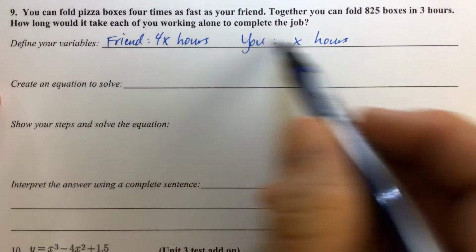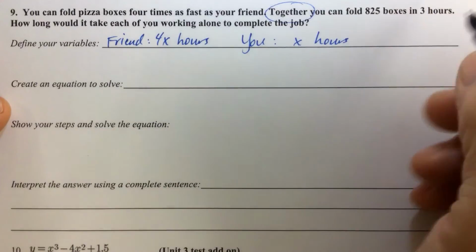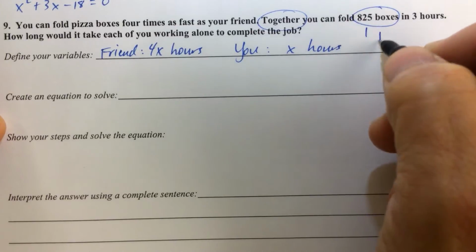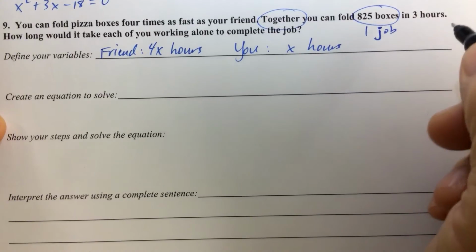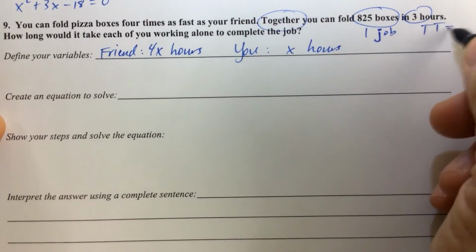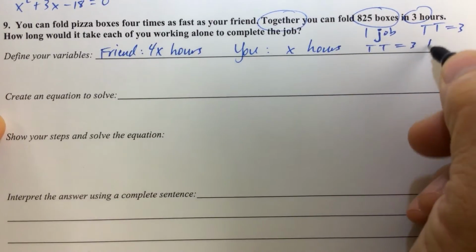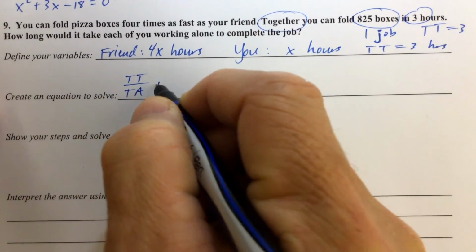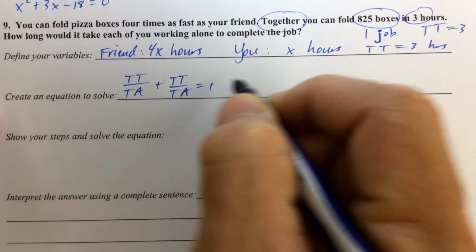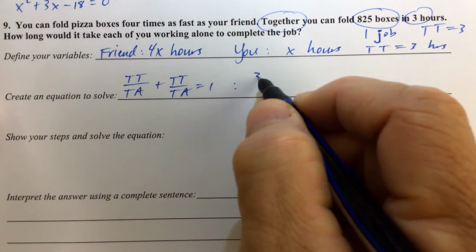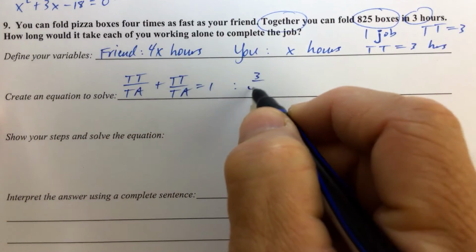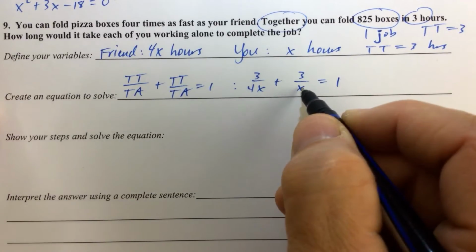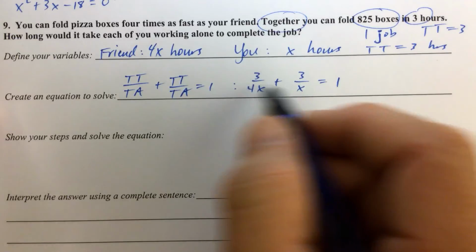So anyway, once we determine that, together you guys can fold 825 boxes. We'll consider that as one job. So you guys can complete one job in 3 hours. So the time together equals 3 hours. Well, remember the equation that we solve is the time together over the time alone plus the time together over the time alone. That's one job. So then it's time together, 3 hours, over your friend, let's say 4x, plus the time together, 3 hours, over the amount of time it takes you alone. So that's our equation to solve.